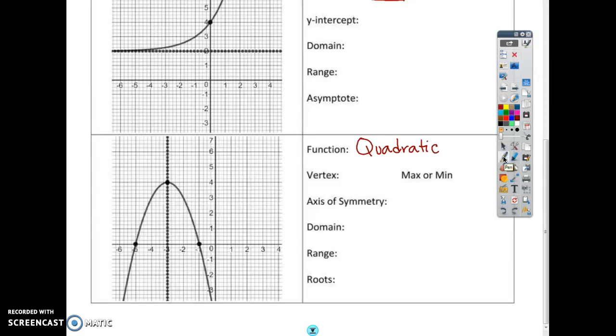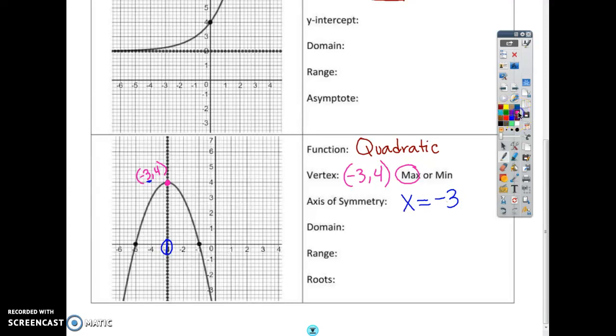Where is the vertex for this quadratic? -3 and 4. -3, 4. Is it a maximum point or a minimum point? It's a maximum point because it's the top, the highest point on the quadratic. The axis of symmetry is where? At x equals -3, right? It's the first number on the vertex. So x equals -3 is the axis of symmetry.